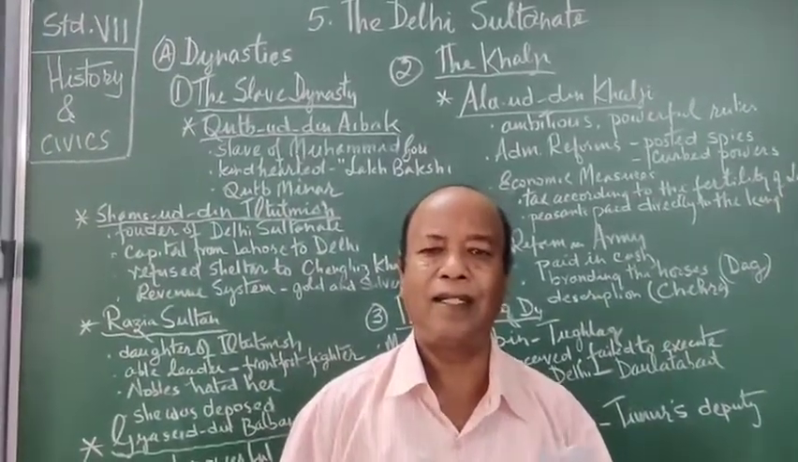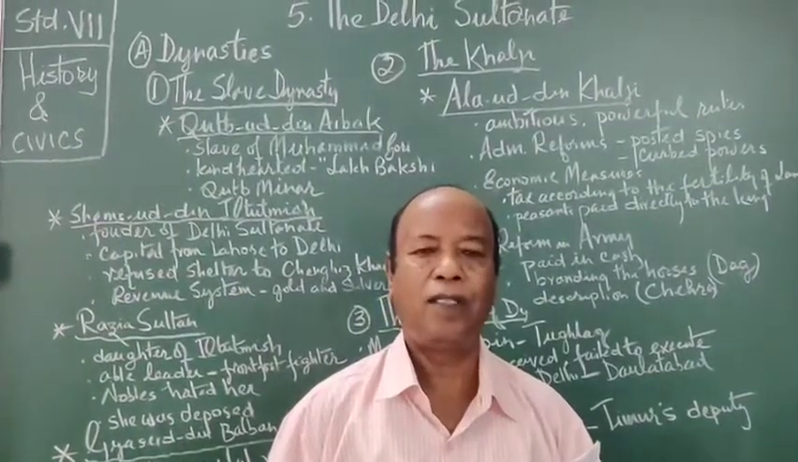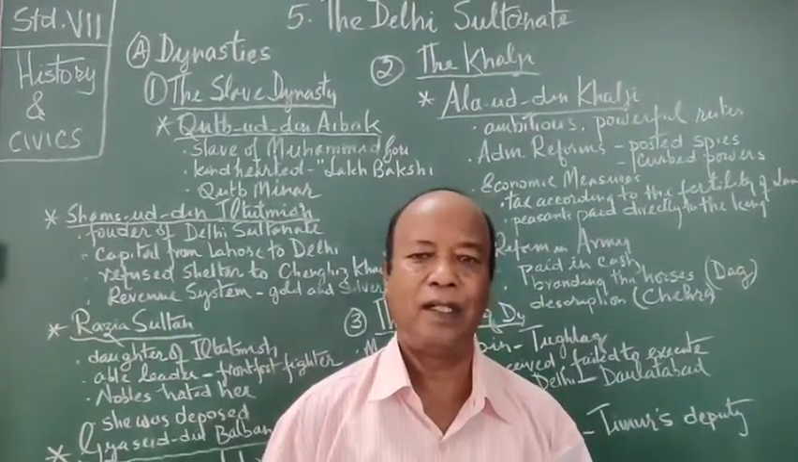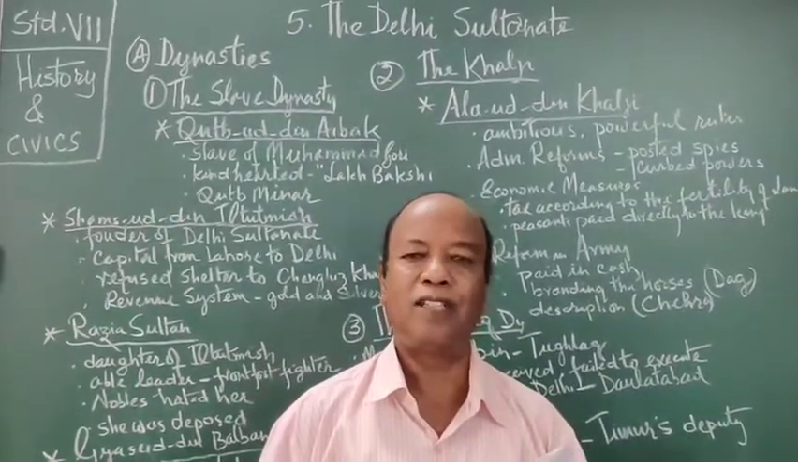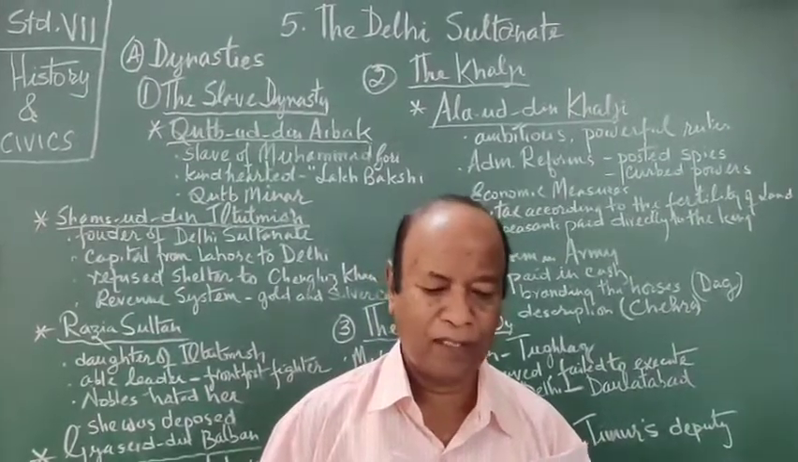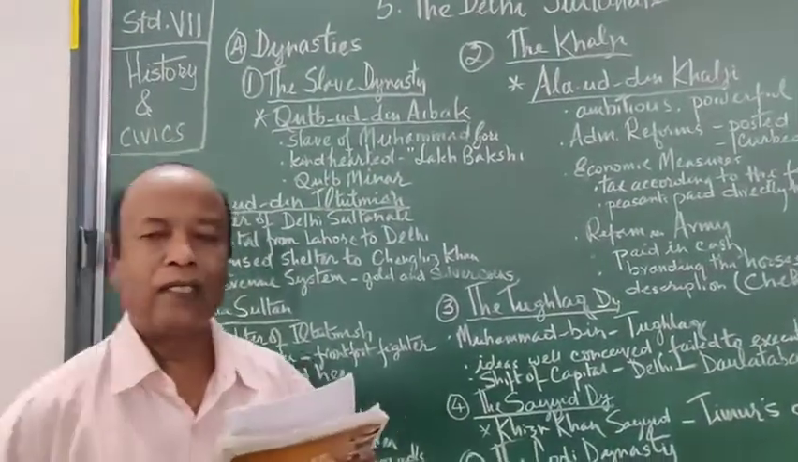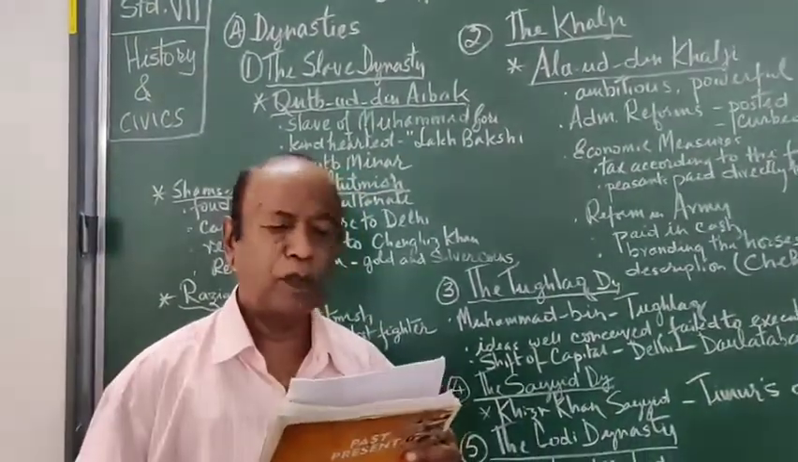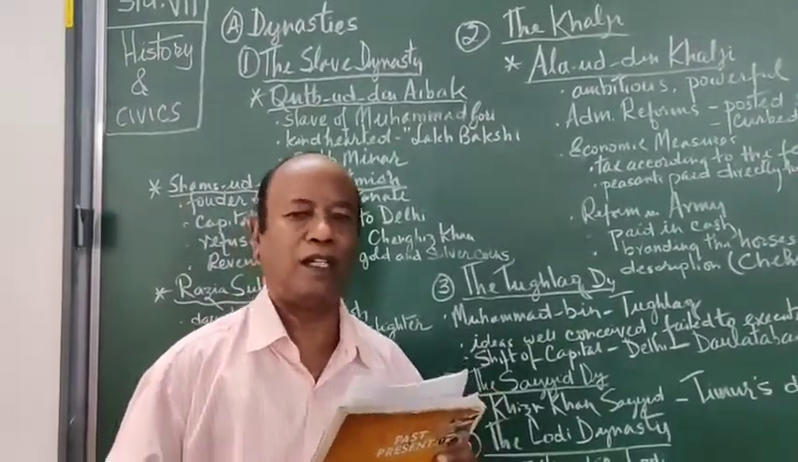The Delhi Sultanate had 5 dynasties over 320 years. So many kings, many rulers, many sultans came and ruled our country. So we'll see the first one, the Slave dynasty. There was a slave called Qutbuddin Aibak. He was a slave of Muhammad Ghori.